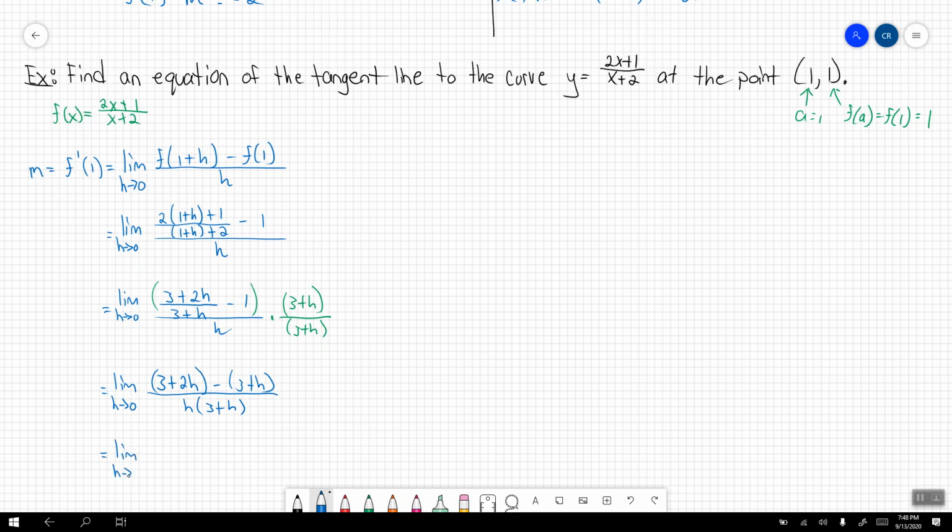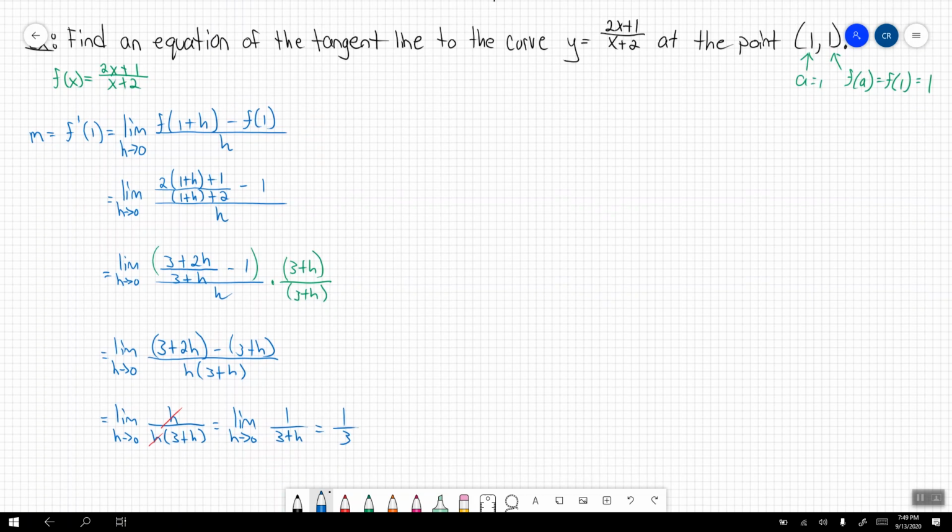Again, the limit as h is approaching 0. So notice the 3's are going to cancel, and then the negative is going to distribute into the h. So we're left with 2h minus h, which is just h, divided by h times 3 plus h. And look at this. Simplify, simplify. Which means we're left with the limit as h is approaching 0 for 1 divided by 3 plus h. So take the limit. Taking the limit here, h is going to go to 0, which means we're left with 1 over 3. And there we are.